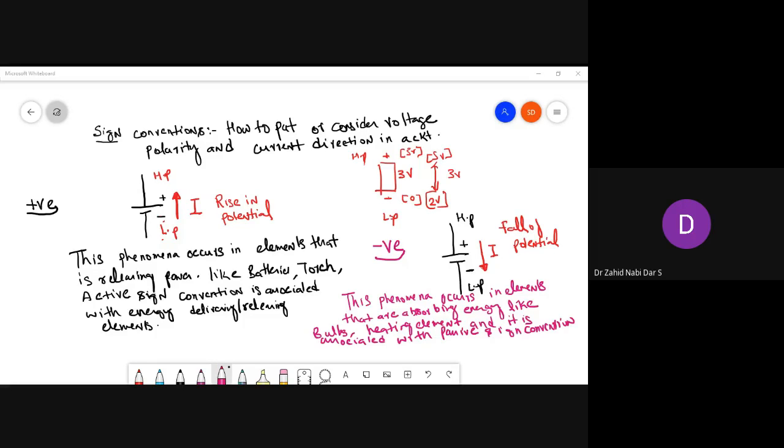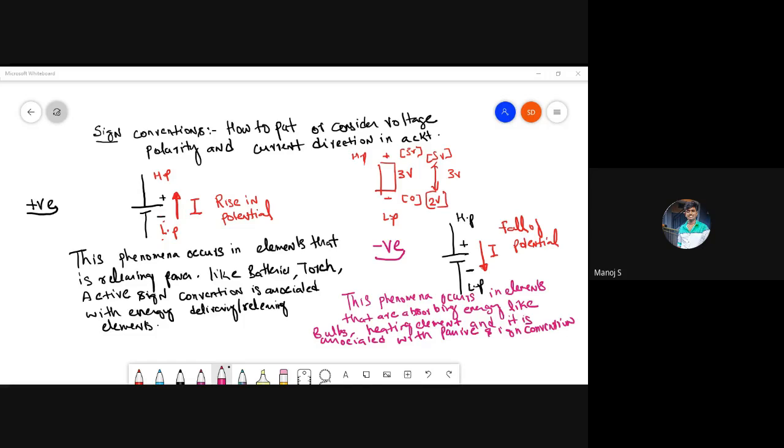Bulbs don't generate electricity. A bulb in itself does not generate electricity. Whenever it takes electricity, it absorbs the energy and it produces two things. It produces light as well as heat. So it is an energy dissipating element. It is not an energy releasing element. Once the power goes, does the bulb release any energy?